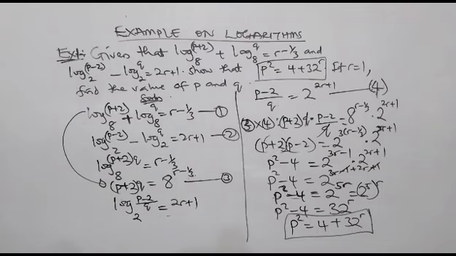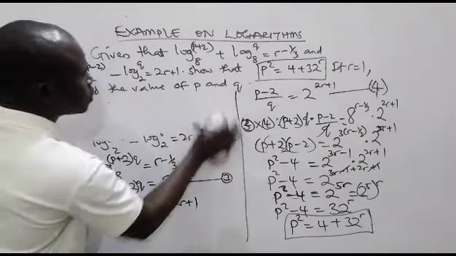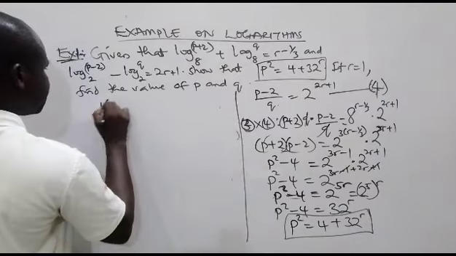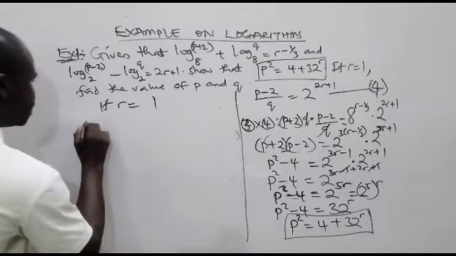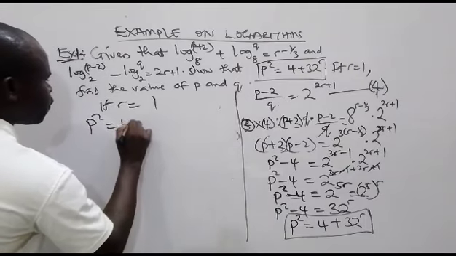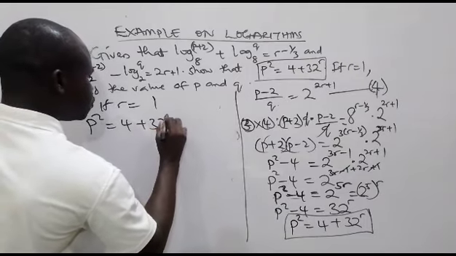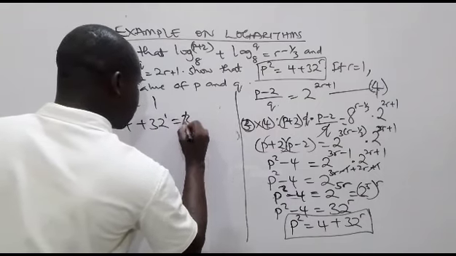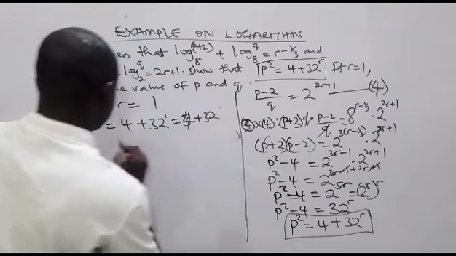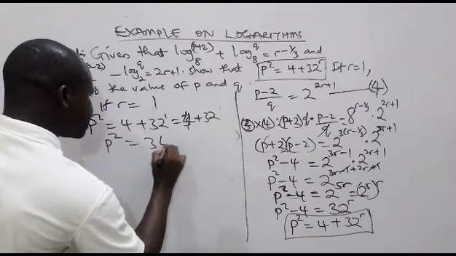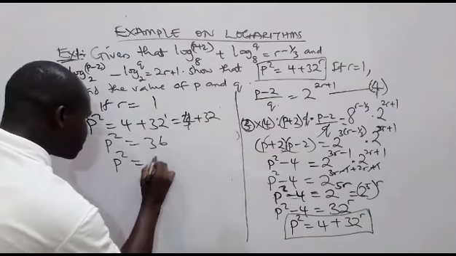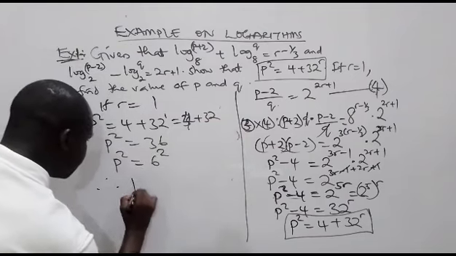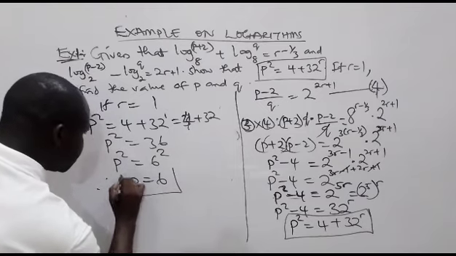We now go to the second one. The question says that if r is equal to 1, what will happen then? P squared will be equal to 4 plus 32 raised to power r, and when r is equal to 1, 32 raised to power 1 is 32. That will be 4 plus 32. Then p squared is equal to 36. Then p squared is equal to 6 squared. The powers are equal, you equate the base. Therefore, p is equal to 6.